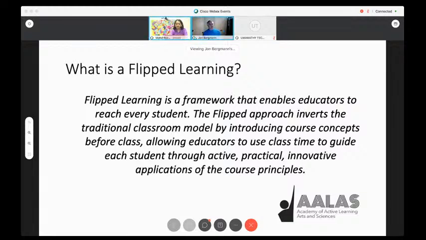This is the definition developed by the Academy of Active Learning Arts and Sciences. By the way, this was done by 100 people in 40 countries, so this is not a definition that I came up with. It was crowdsourced by experts. I helped chair this with a Harvard professor and a Stanford professor from the first flipped university in the world in Istanbul, along with an expert from Spain, Taiwan, and people from all over the world. It's important to understand that flipped learning is a framework that enables educators to reach every student.